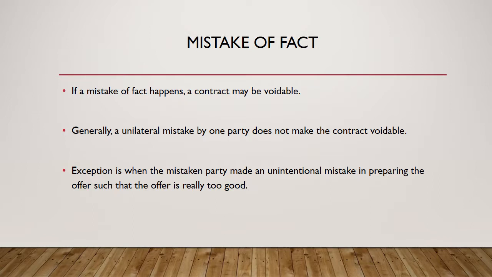So if the offer was at a ridiculously low price, let's go back to that example we talked about earlier of I'll sell my car for $30. If that was the offer that was made, the unintentional mistake may be that they had a typographical error, and instead of it being $30,000 like it was supposed to be, it came out as $30. In that scenario, the mistaken party's unintentional mistake when they prepared the offer would be an exception to this, and the contract would be voidable.